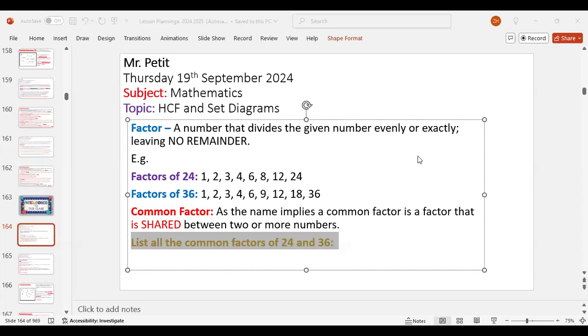Ahmad, can you read the definition of a factor? One of y'all. What do you mean by a factor? Either Antiu or Ahmad. A number that divides the given number evenly or exactly, leaving no remainder. Very good. And so if we want to list the factors of 12, what are the factors of 12?